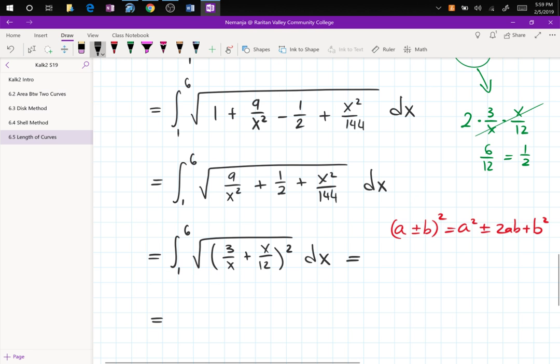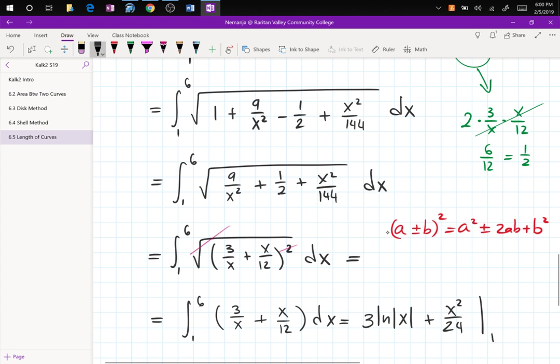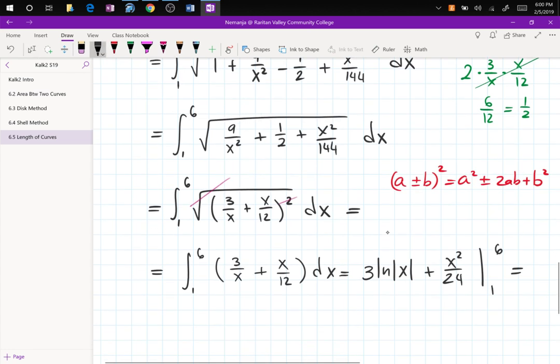All right, and now let's use this red. We cancel the square root and this little square, and we just integrate 3 over x plus x over 12 dx, which will give us 3 ln absolute x plus x squared over 24 computed from 1 to 6, which is 3 ln 6 plus 36 over 24 minus 3 ln 1, which is 0, minus 1 over 24.